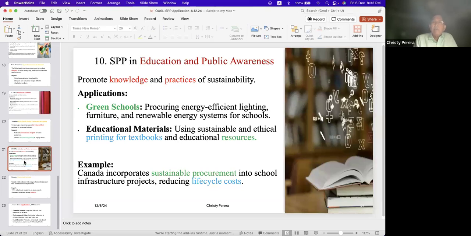In education and public awareness, promote knowledge and practices of sustainability. Applications, green schools. Some countries, like Canada, have schools called green schools. Such a nice thing. Procuring energy efficient lighting, furniture, and renewable energy systems for schools.